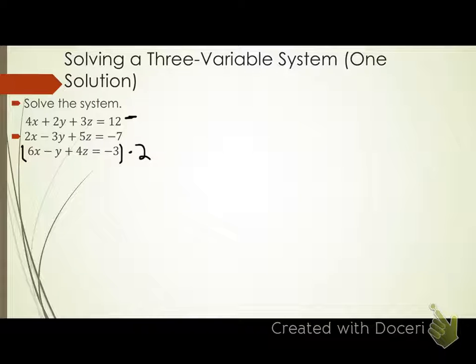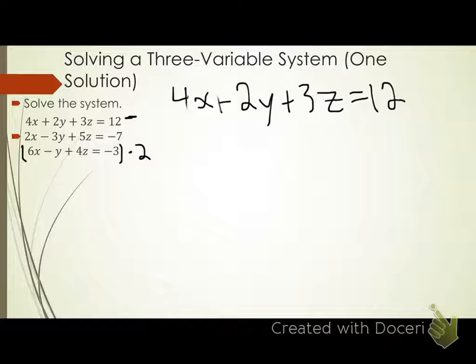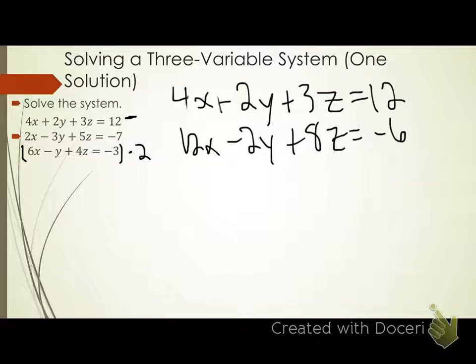So over here, I'm going to write my first equation. Just rewrite it. 4x plus 2y plus 3z equals 12. And then I'm going to rewrite my new equation after I multiply the third equation by 2 right below it. So 2 times 6x gives me 12x. 2 times negative y gives me negative 2y. 2 times 4z gives me 8z. And 2 times negative 3 gives me negative 6.